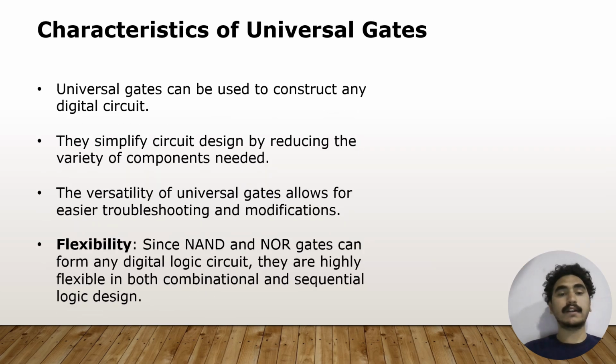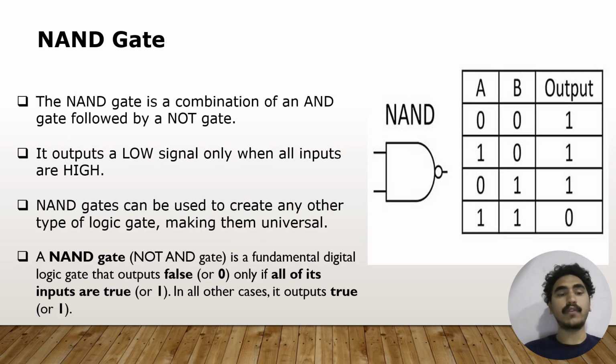Moving on to characteristics of universal logic gates. Universal logic gates can be used to construct any digital circuit. They simplify circuit design by reducing the variety of components needed. The versatility of universal logic gates allows for easier troubleshooting and modification. Flexibility: since NAND and NOR gates can form any digital logic circuit, they are highly flexible in both combinational and sequential logic design.